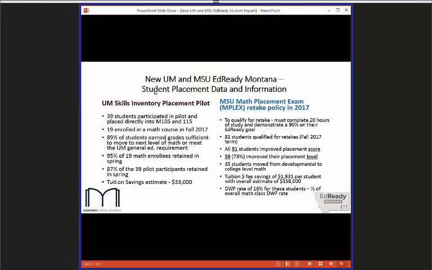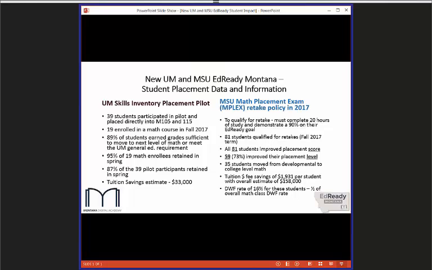So let me just talk to you about two, at the University of Montana and MSU. At the University of Montana, they're doing what they're calling a soft placement. They're using EdReady as a skills inventory, if you will. Rather than a one-and-done placement test, they're having students go into an EdReady goal and work to completion over a certain scope of study, a narrowed scope of study that's specifically geared toward the two classes that they're testing into.